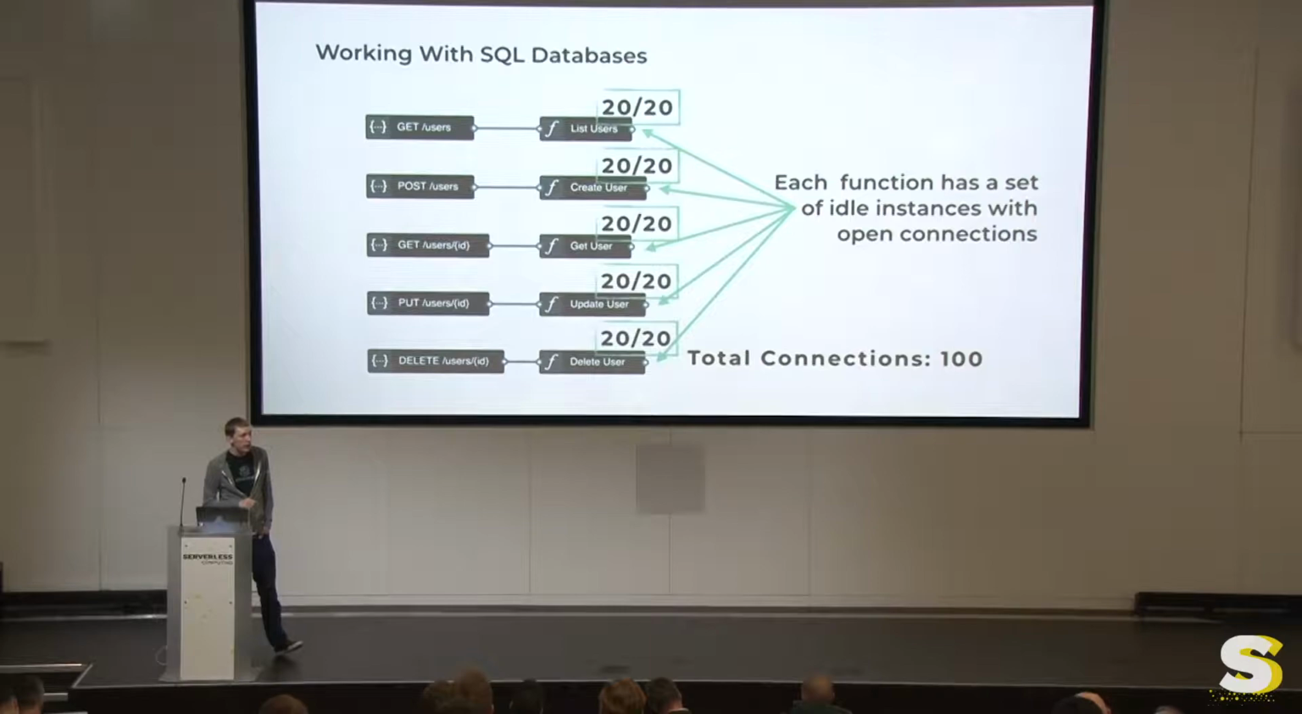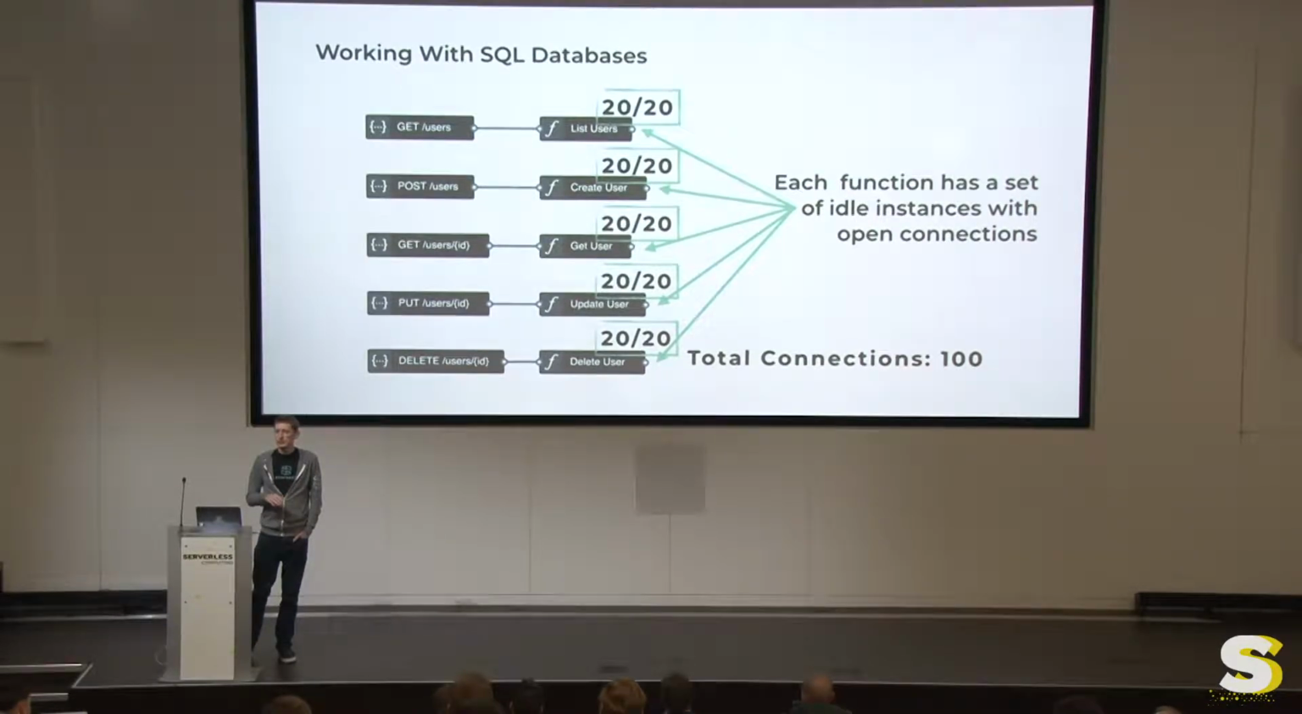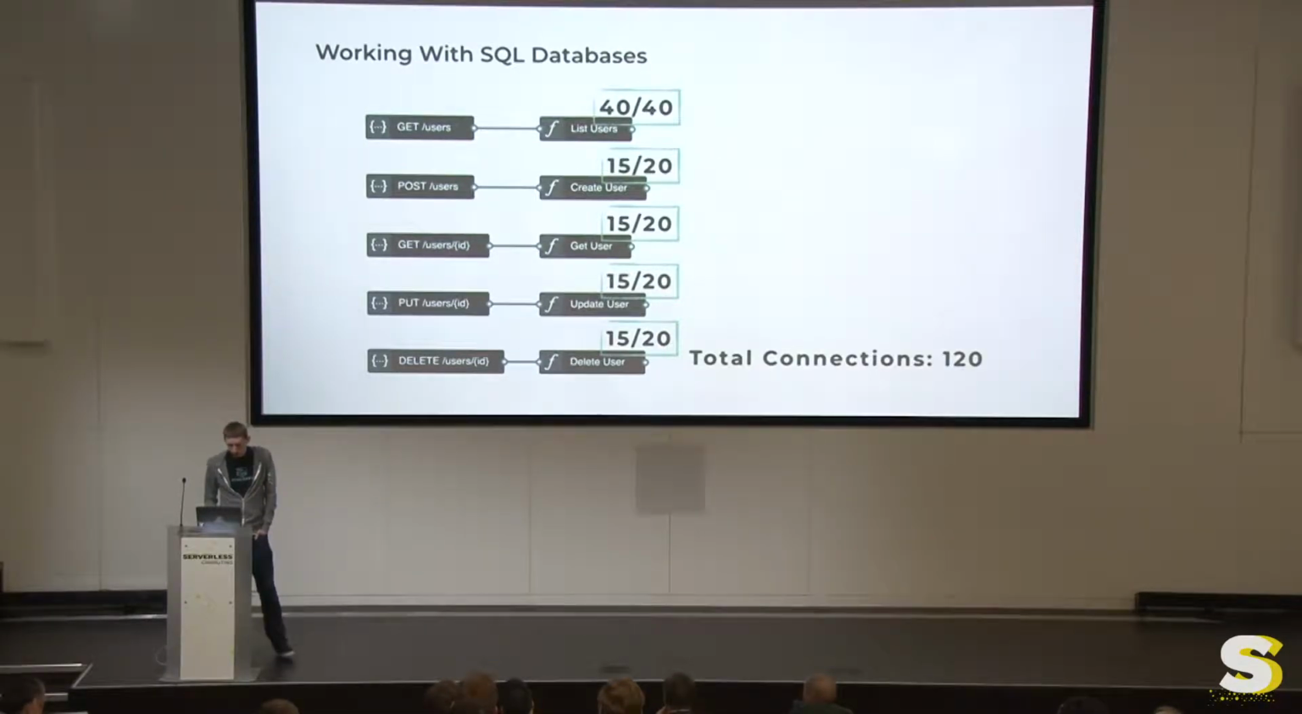So let's say that we've got an amazingly homogeneous API where there's 20 concurrent API calls for each endpoint at the same time. Now, if our database maxes out at 120 connections by default, that's okay. We're using 100 connections here. So this isn't a problem. But this is hardly ever how real-world APIs function. Real-world APIs have traffic that shifts around between endpoints.